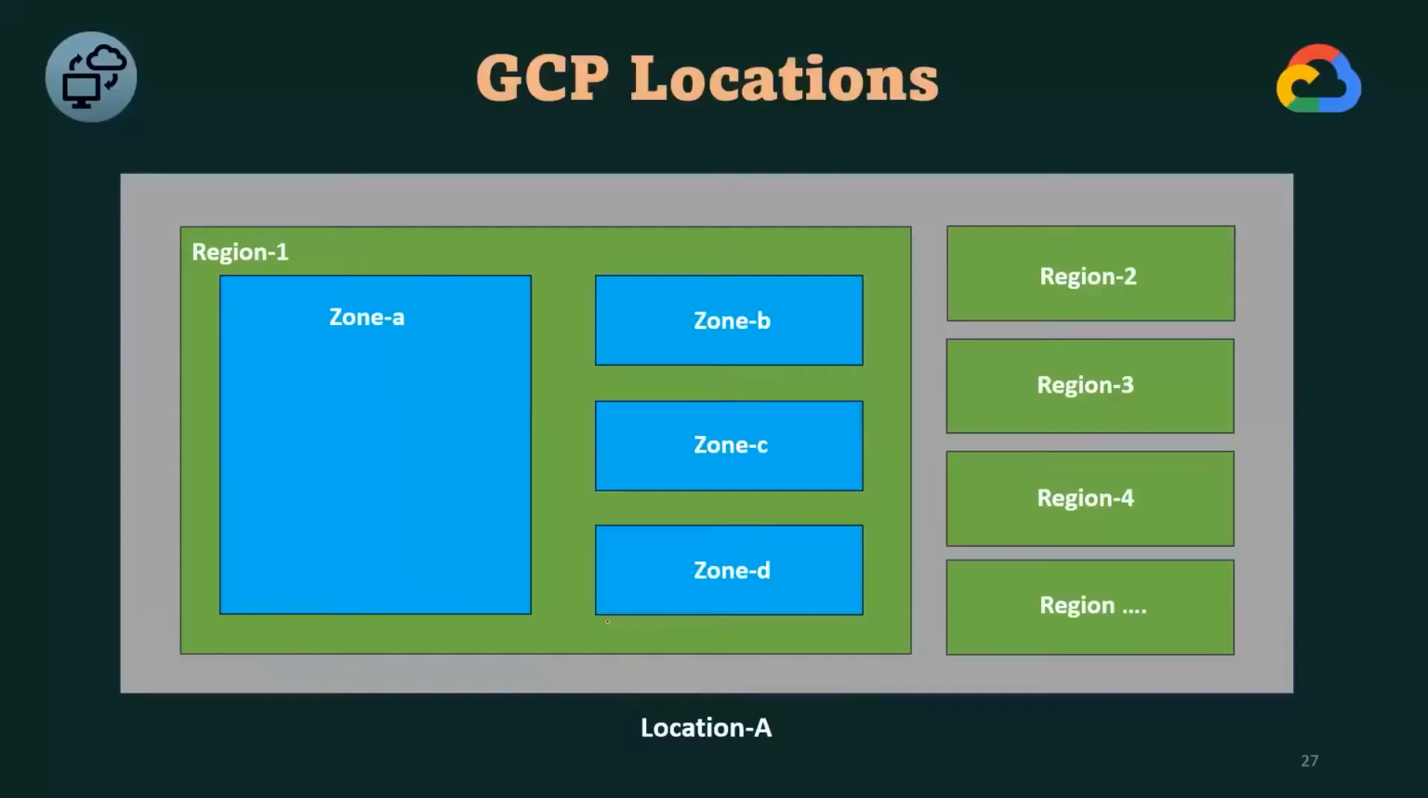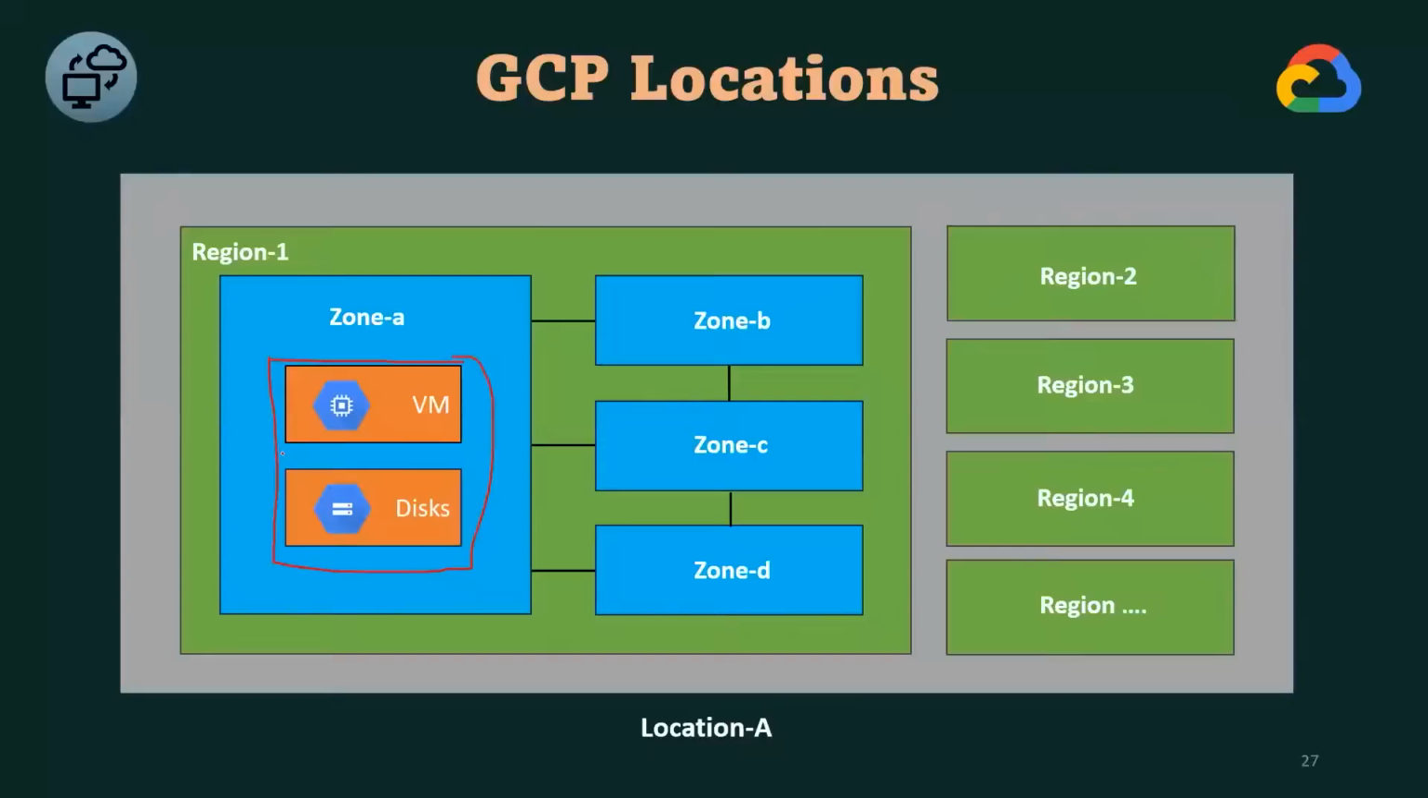If I take one of the zones, each zone is connected to one more zone via a high bandwidth network, and each zone will be having the infrastructure, virtual machines and disks. So that is the reason each zone is nothing but a data center. You can think of this as one data center.